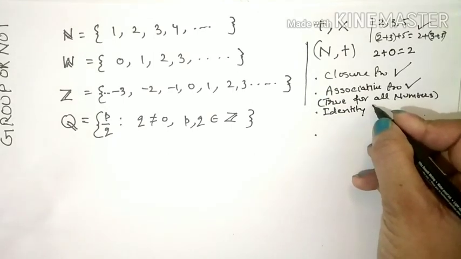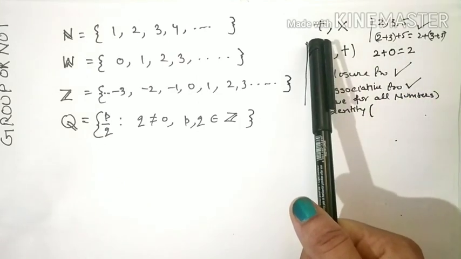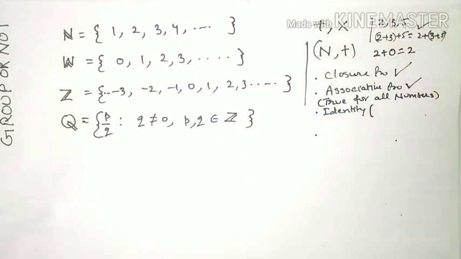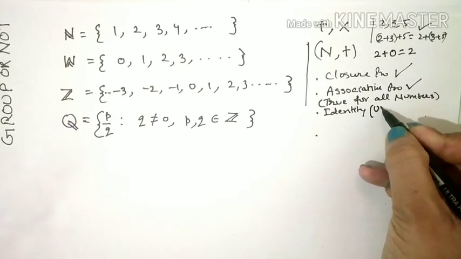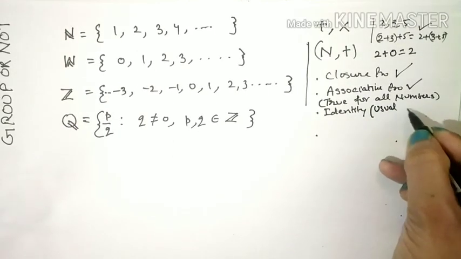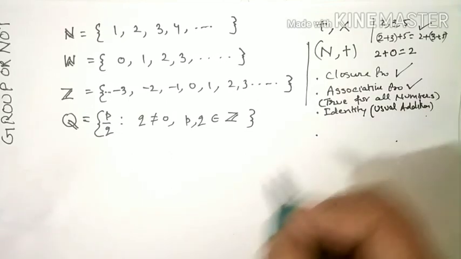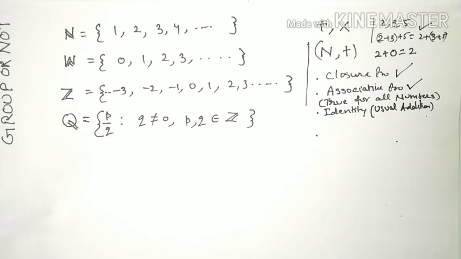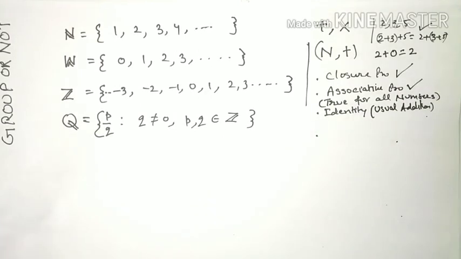Here, the operation is usual addition. We haven't manipulated the addition. We didn't define addition differently. Addition is what we already did in lower classes. So this is called usual addition. Because the question is of usual addition, the identity element is 0.